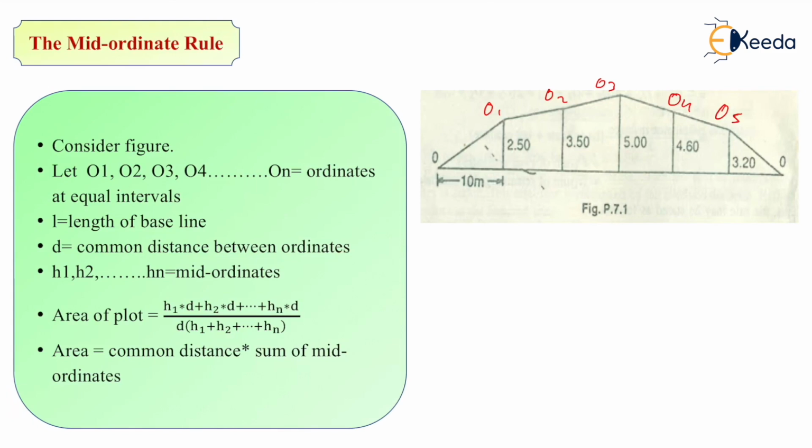These ordinates are at an equal interval of 10 meters. So the area of the plot can be calculated by using the formula H1 D. H1 is what? The mid ordinate. So somewhere here will be H1, and the average of these two will be H2, likewise. So area of plot will be equal to H1D plus H2D up to the last ordinate, that is D into the summation of all mid ordinates. So this can be calculated by using a simple formula: common distance into sum of mid ordinates.